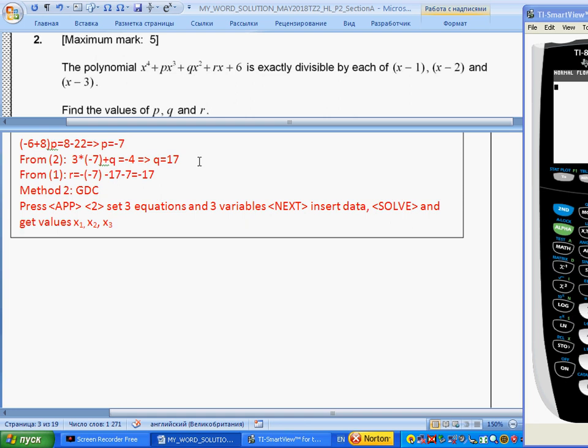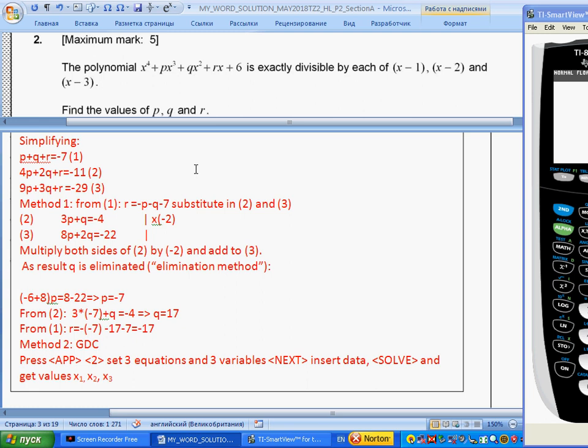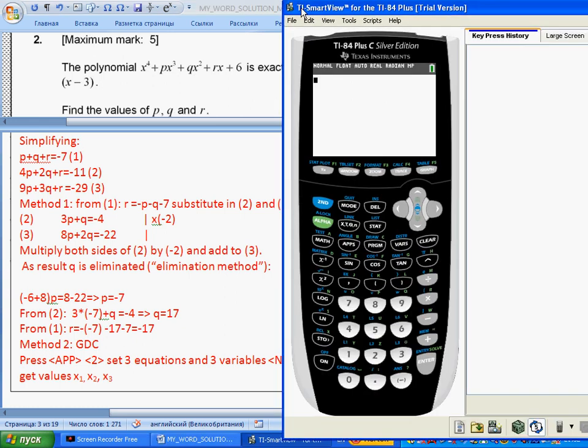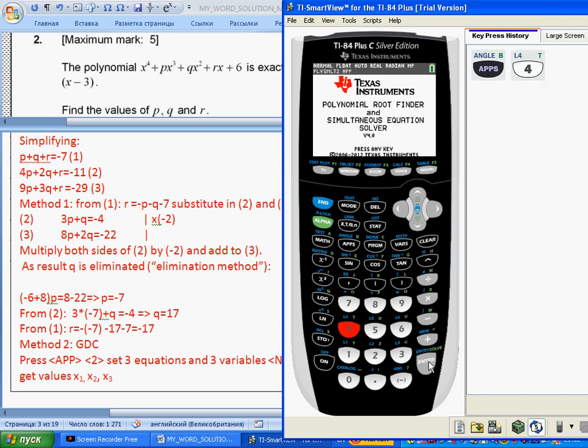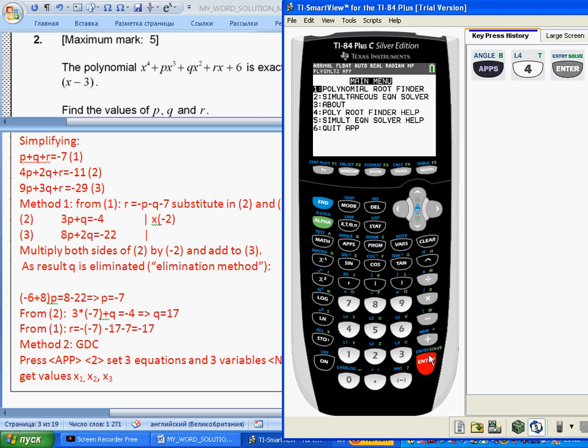To do it fast and without mistakes, I recommend using the graphic calculator. So we need our 4 equations simplified. And here is the apps button. So we press the apps button. And here you have number 4, polynomial simultaneous 2. So we choose 4 and then press enter. Here we choose the simultaneous equation solver, number 2.